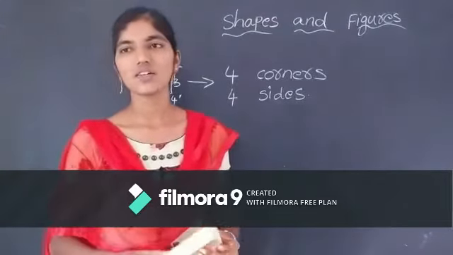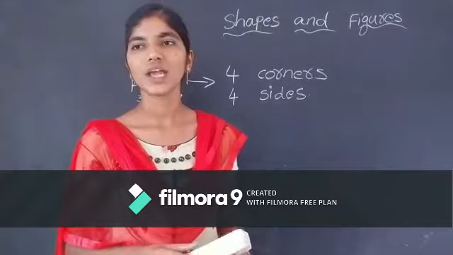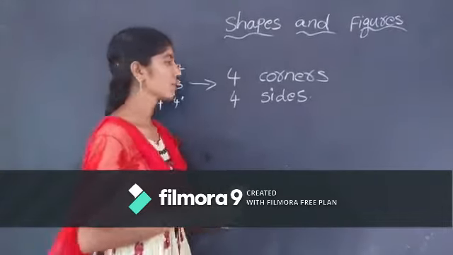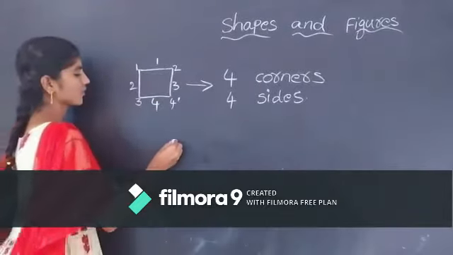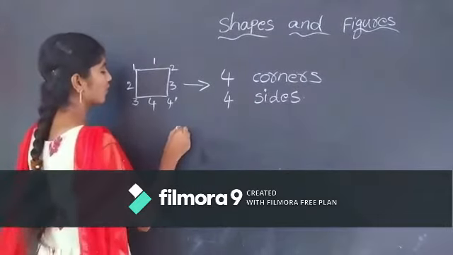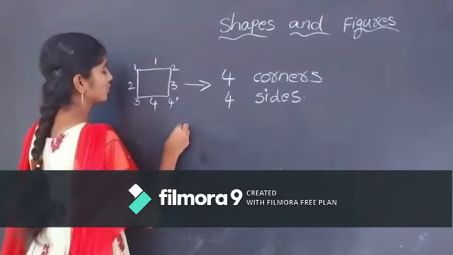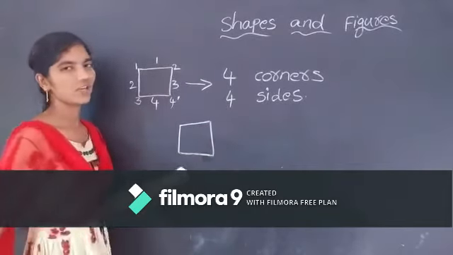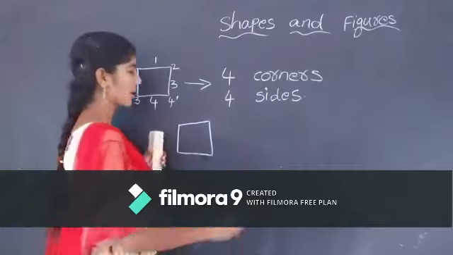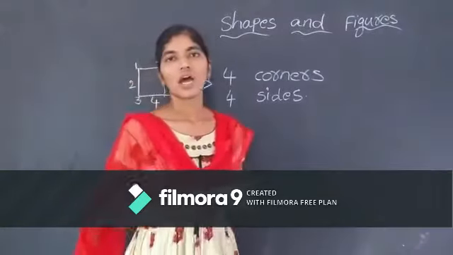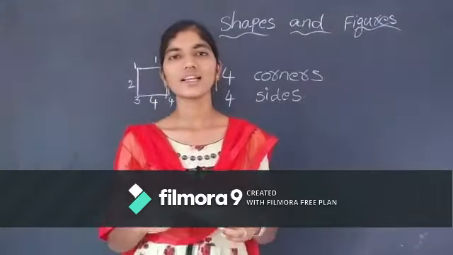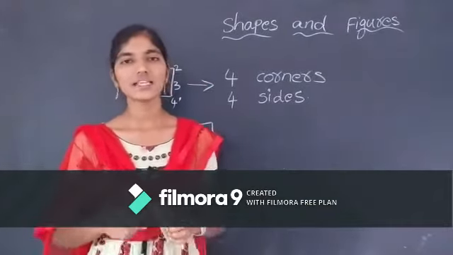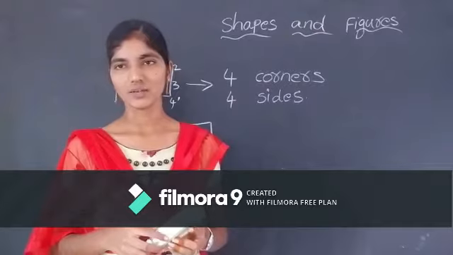Let us now list out the things around us that are square in shape. Okay, students? First one, a photo frame. Photo frame is in the shape of square. And next one, a window. Our houses have windows that are in the shape of square. Okay, these are the examples of squares.